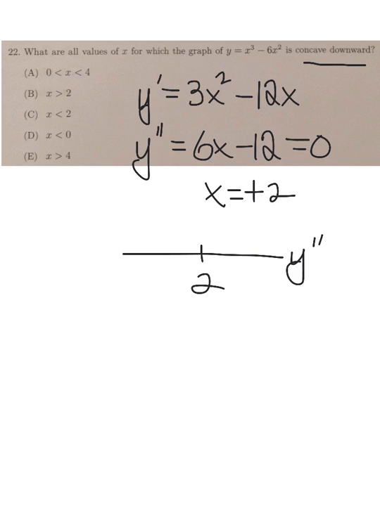Okay, now you can either plug numbers in, or I like to look at this and say, oh, that's a positive sloping line. So negative, positive. But that's totally up to you, whatever works best for you. Negative, positive. And it did say, where is the graph concave down? Well, that would be where your second derivative is negative, which is right in here. So that would be x is less than 2. Okay, and that is choice C.